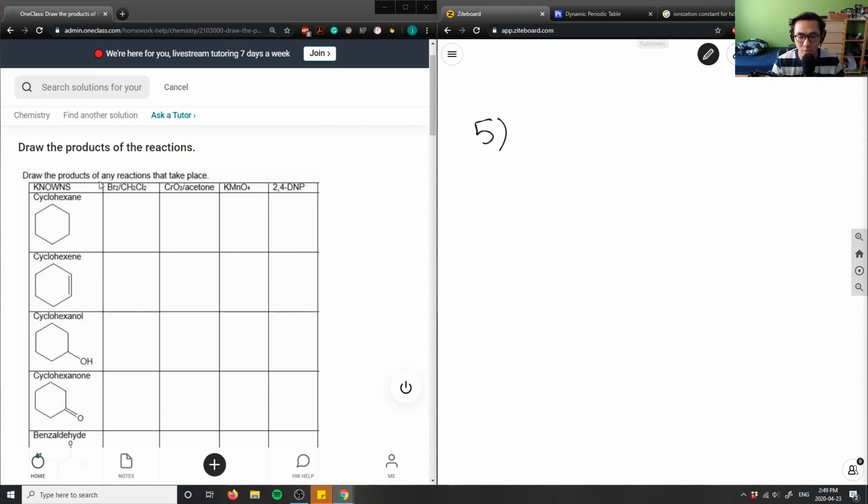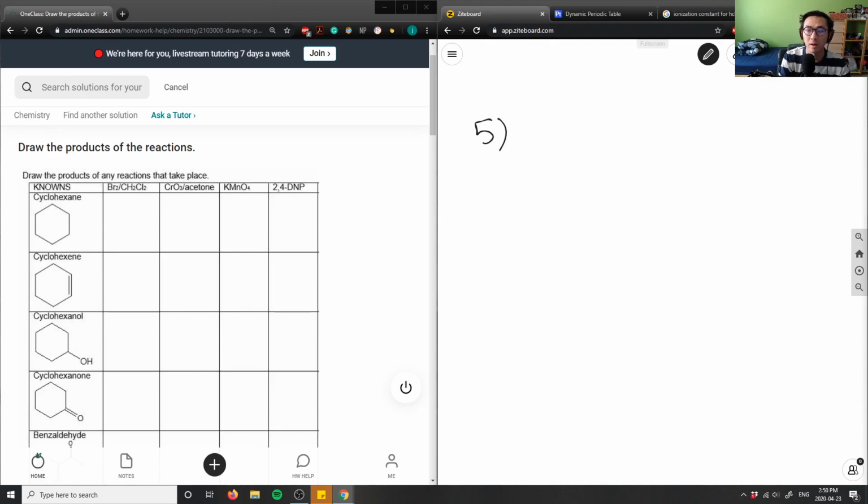Again, if I want to halogenate it, I need to use radical halogenation to get some type of reaction. So in this case, cyclohexane has no reaction with this. It does not go through an oxidation or a reduction reaction here. KMnO4 is an oxidizing reagent. CrO3 is chromium trioxide. Oh no, this is also an oxidation reagent.